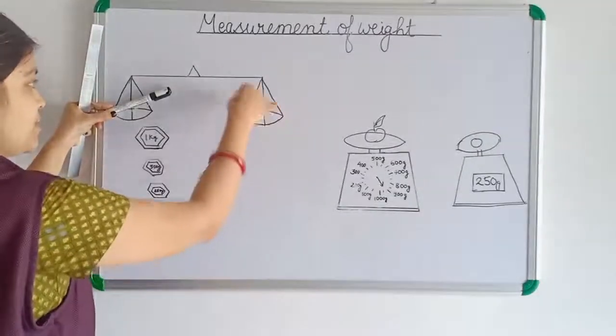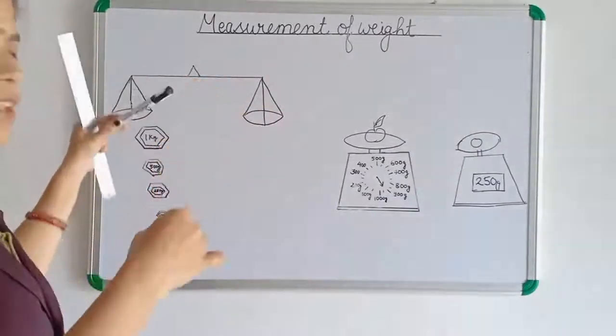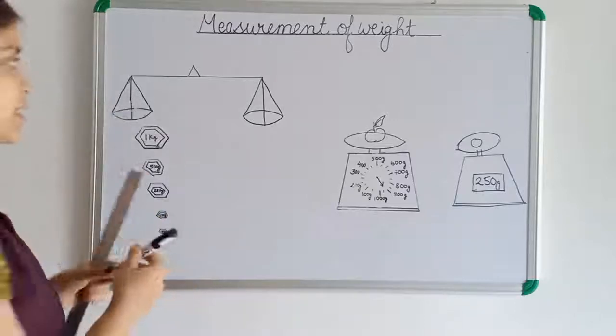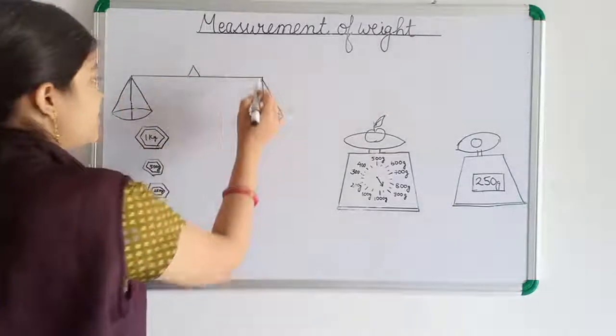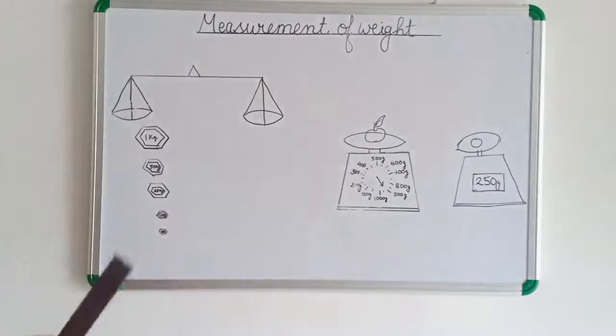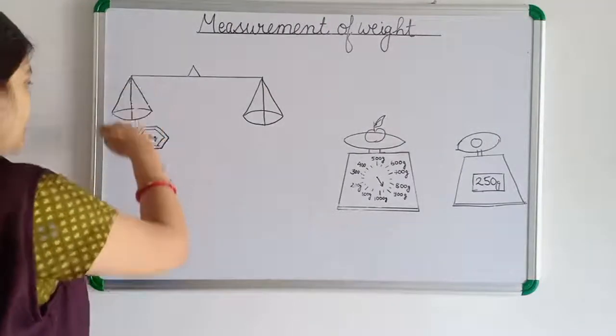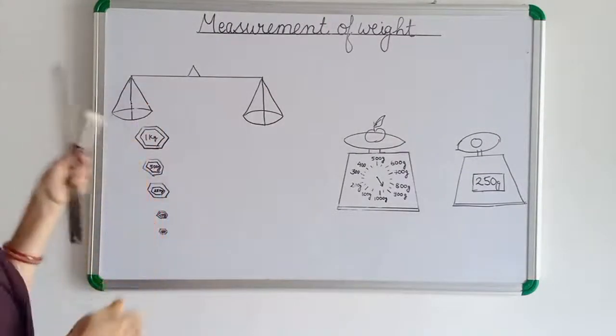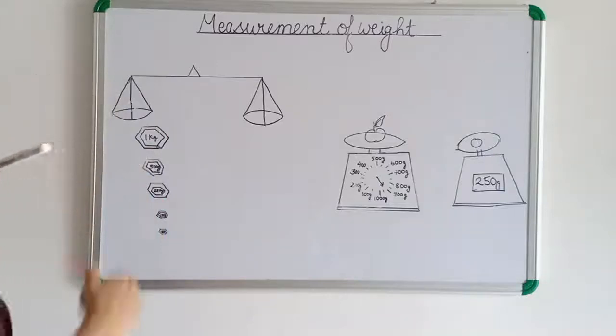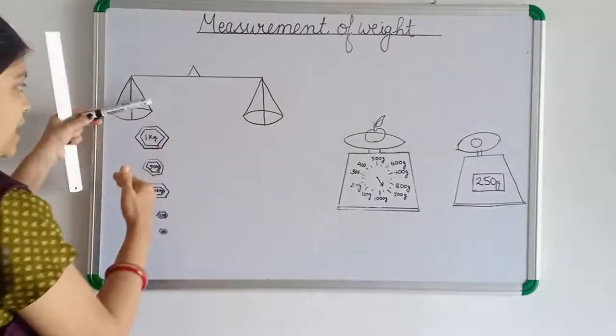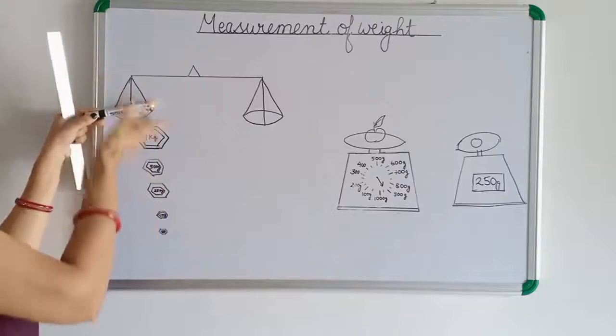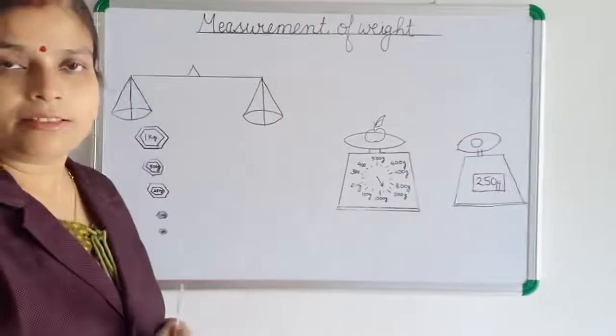I will put 50 gram first, and I will try to balance whether it is 50 gram or not. If this line is straight, that means it is equal to 50 gram. If this side is going down, that means it is heavier than 50 gram. If the side where I have put the object is going up, that means it is lighter than this gram.